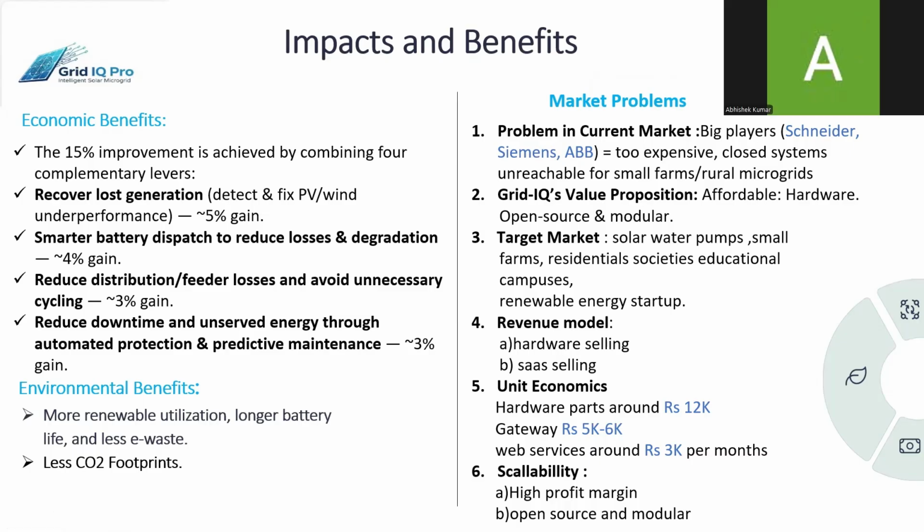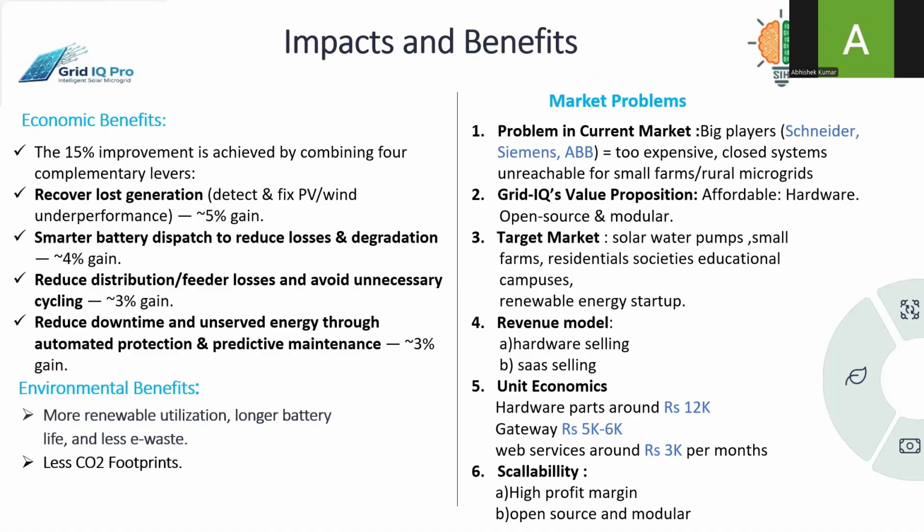Next, the market. We can see the big players, which are Siemens and ABB, etc. How are we different from our market players? We are providing the solution at a much lower cost, and we have a modular approach, which stands out in the marketplace. And we're moving on to unit economics. Our hardware ranges around 12,000, the gateway services we provide are around 5,000 to 6,000, and web services are around 3,000. So it comes under minimal cost.